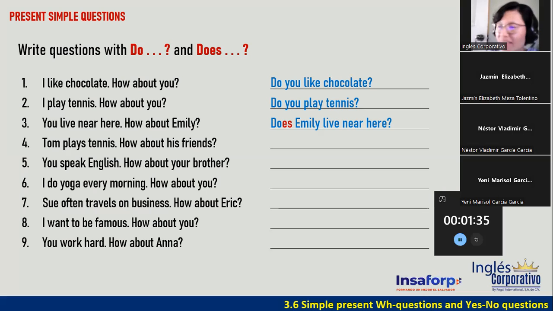Finish. Excellent. What about the rest? ¿Los demás, chicos? ¿Todavía no? Not yet. Bueno, todavía tenemos un minuto. Después de ese minutito vamos a revisar juntos, ¿ok?